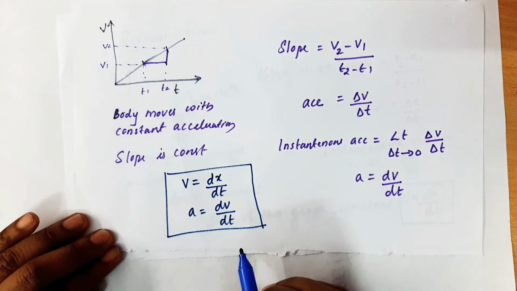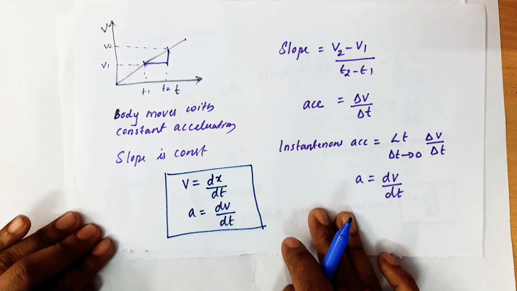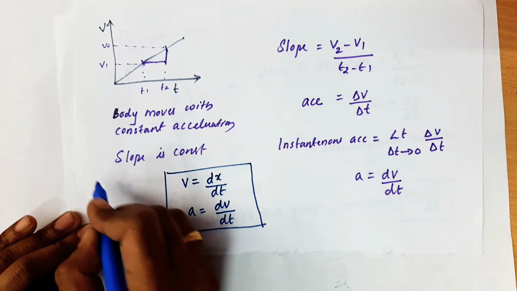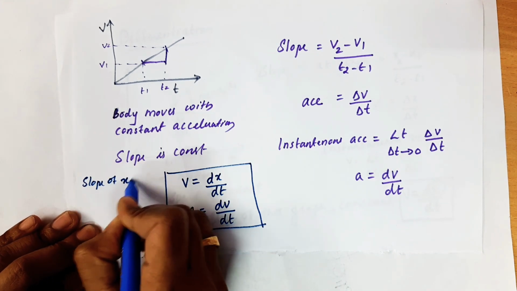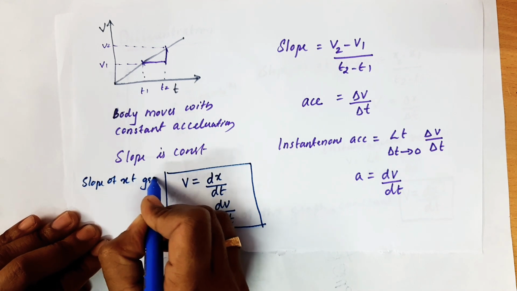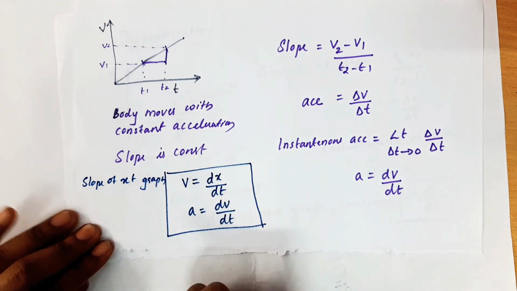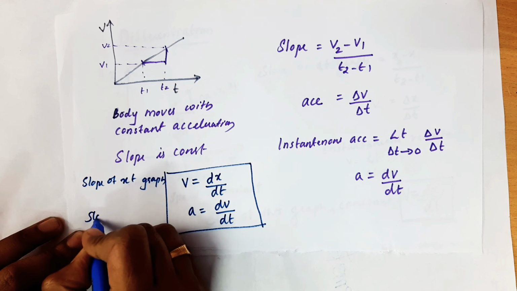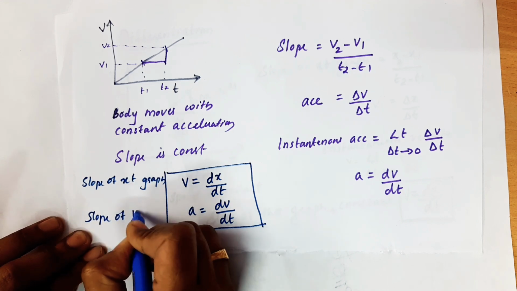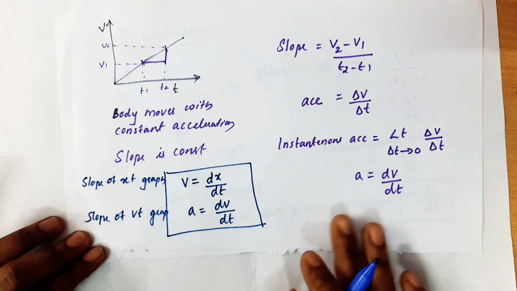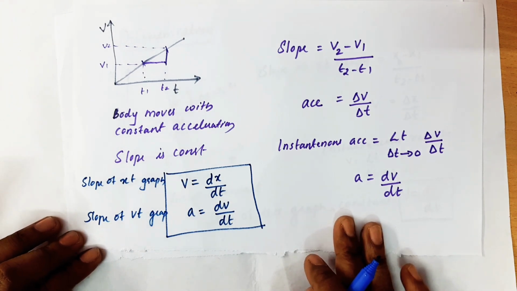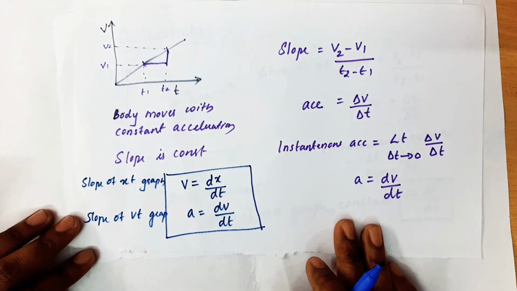So actually we are getting a very important result also. What about the slope of the x-t graph? Velocity. What is the slope of the v-t graph? Slope of the v-t graph is nothing but acceleration.